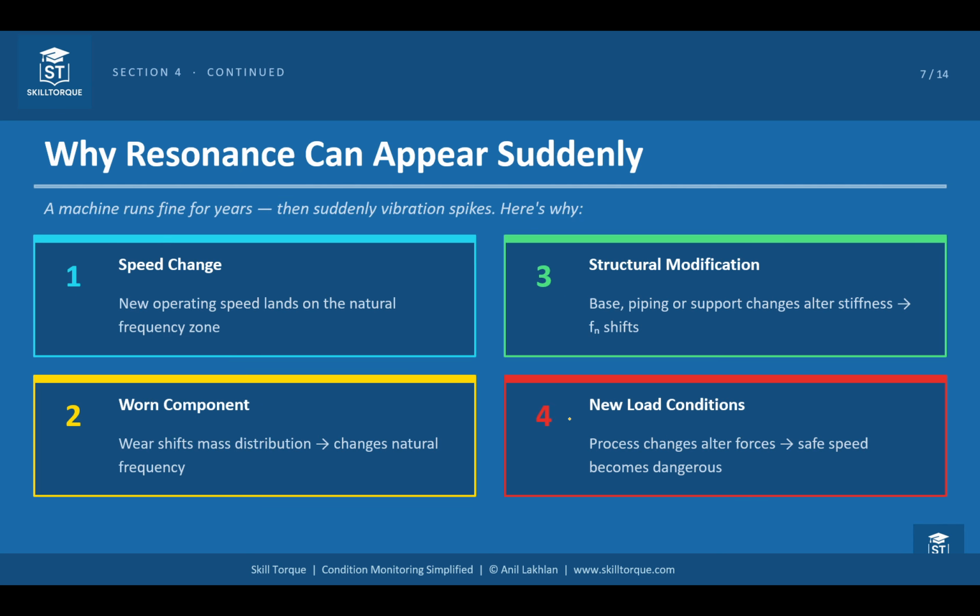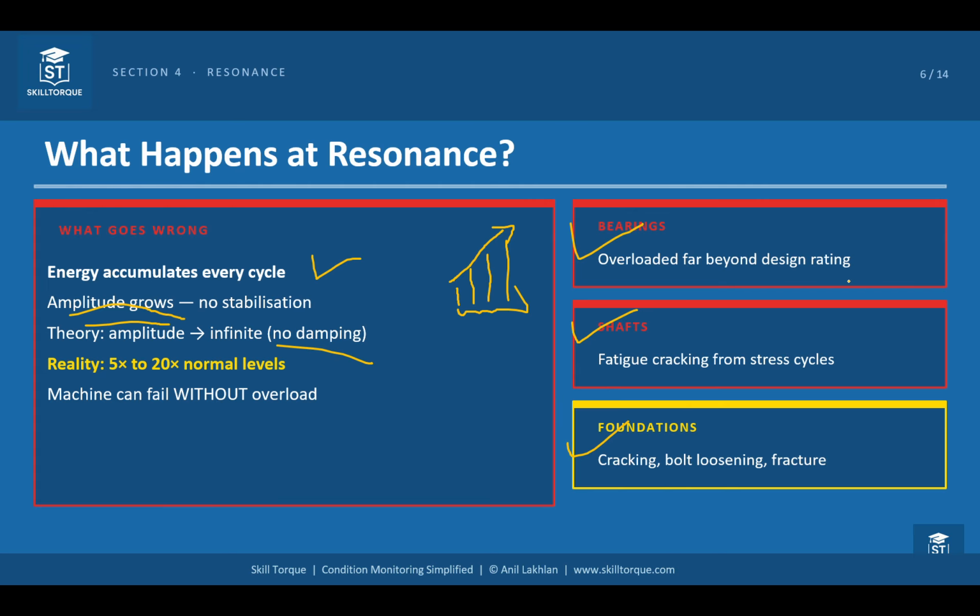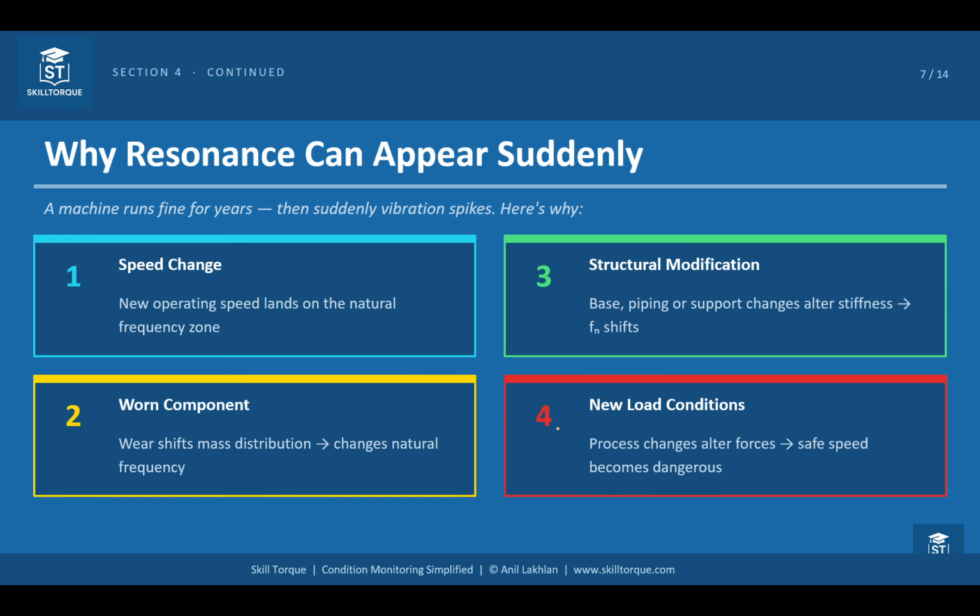Now, since the bearings are overloaded far beyond their design rating, the shaft is also experiencing stress cycles that can cause fatigue cracking, right? Or there can be a foundation crack, or bolt loosening and casing fractures, right? So the machine isn't being overloaded by the process here, right? It doesn't mean that it's carrying too much weight or running too fast. It's simply vibrating at the wrong frequency, okay?